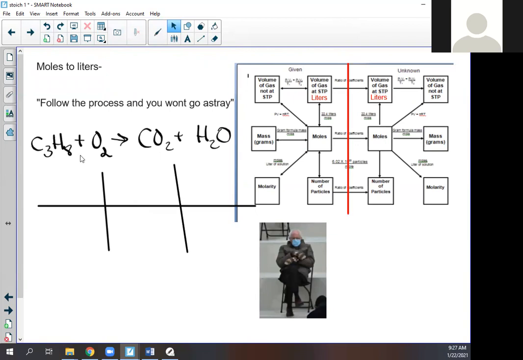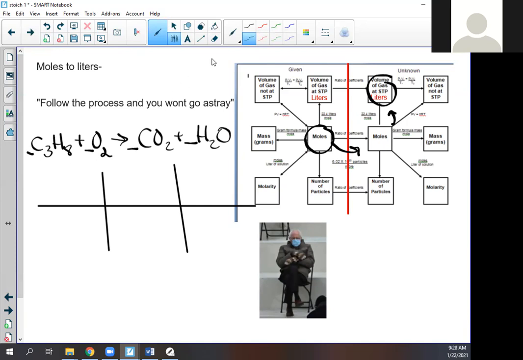Okay, so here we go. Moles to liters. So please look at this map real quick. I'm going to have moles to liters, which would be 2 steps. So that's why I have 2 vertical lines. All right, so we're going to balance this. It's a combustion reaction. 2, 6, 8, 10. This is on page 11, problem D. I don't know why I didn't cut it, but it is on there.